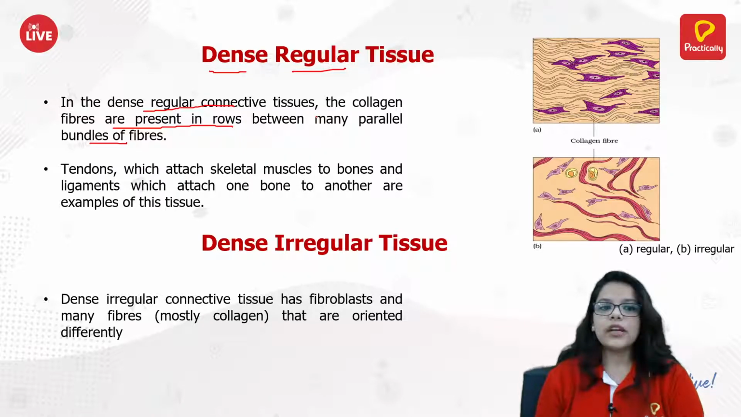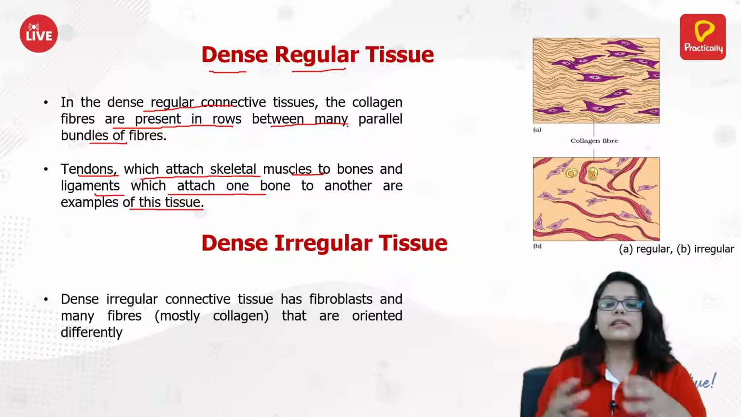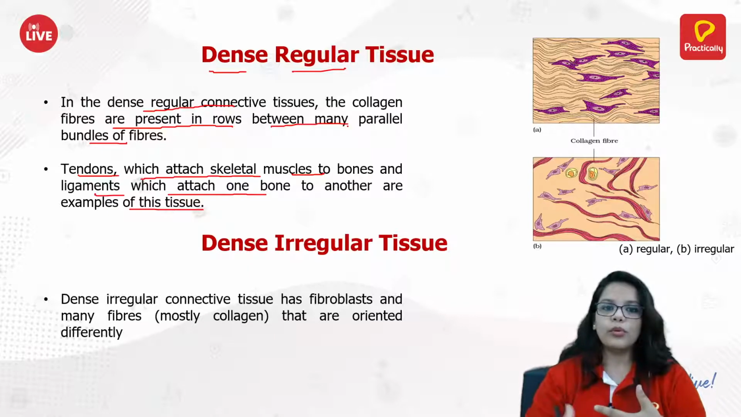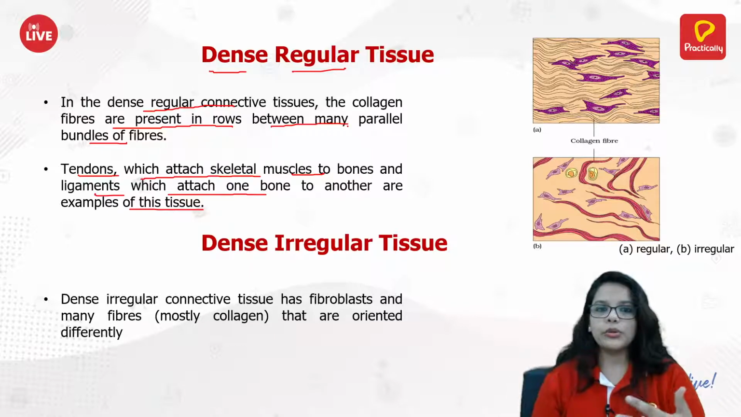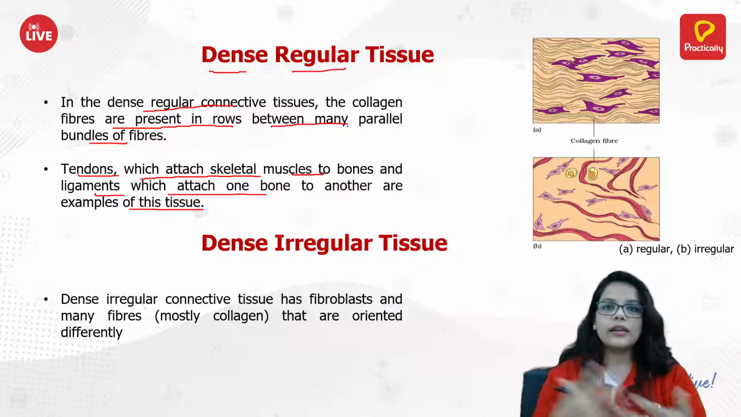So there is regular tissue. The collagen fibers are present in rows between many parallel bundles of fibers. Tendons, which attach the skeletal muscles to bones, and ligaments, which attach bone to one another, are examples of this tissue. So the dense regular tissues connect muscle to bone or bone to bone. This is how they connect.